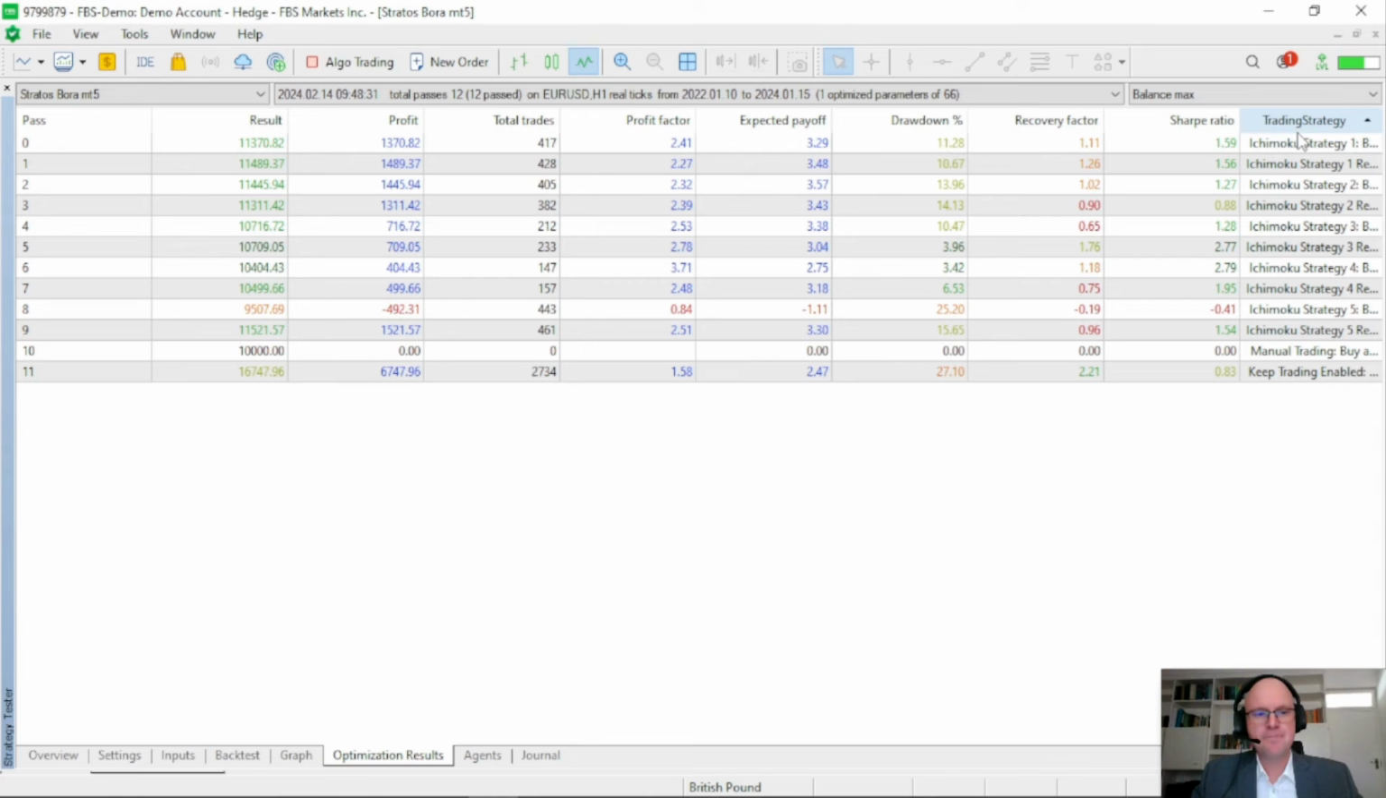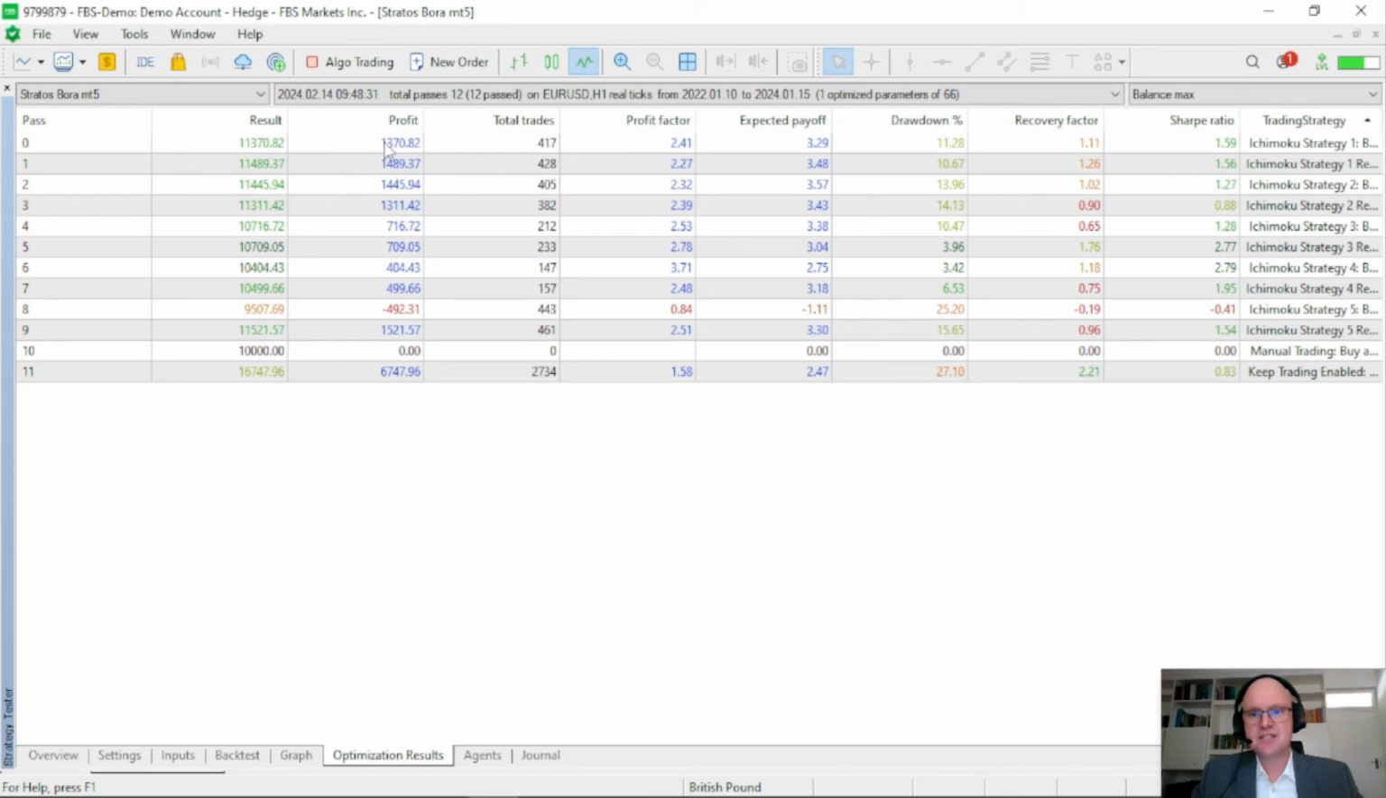Now, if we look at our optimization results and sort them according to the strategy name, you'll see the 12 different strategies that build the Stratus bot. Now, if we sort them according to quantity of total trades, the keep trading enabled, which is constantly in the market and doesn't use the Ichimoku trader, entered over 2,700 deals. Then strategy 5, both of them, the reverse and the normal one, had each over 400 entries.